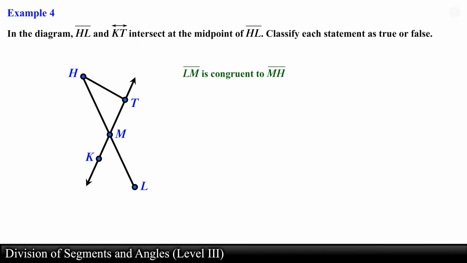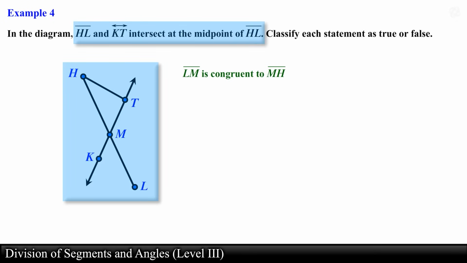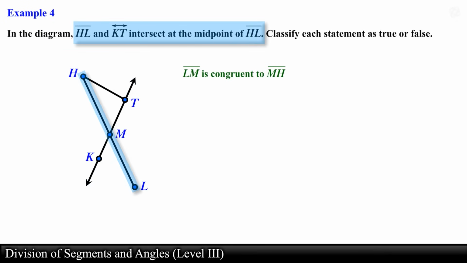Before we attempt to answer this question, let's mark the diagram with the given geometric relations. We are given that line segment HL and line KT intersect at the midpoint of line segment HL. This means that line segment HM and line segment ML are congruent, since a midpoint splits a line segment into 2 congruent line segments. So let's go ahead and draw a single tick mark for each line segment.